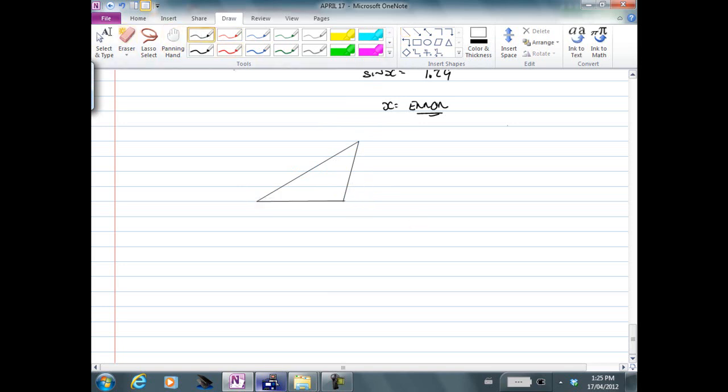This is 36 degrees. 23.4. 24.8. I'm going to ask you to find what is the missing angle X right here. X is this part right here.